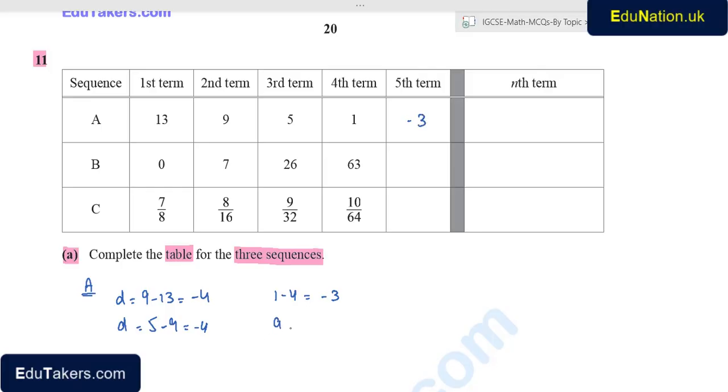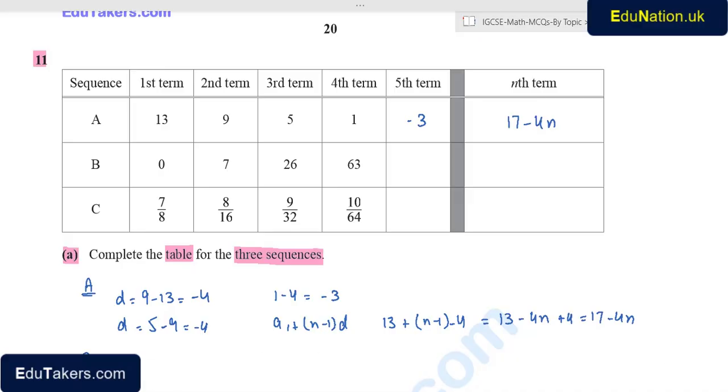And for finding the nth term, a1 plus n minus 1 into d. The first term is 13 plus n minus 1, common difference is minus 4, which is equal to 13 minus 4n plus 4, which is 17 minus 4n. So 17 minus 4n. Now for sequence B, its first term is 0, second term is 7.